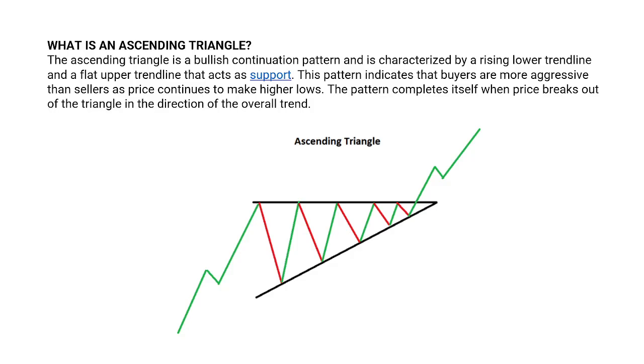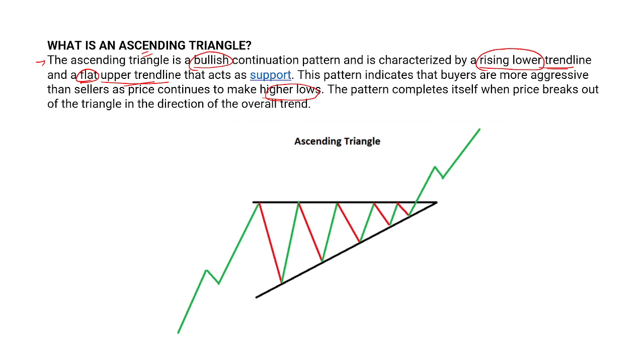So let's start. First of all, we need to understand what is an ascending triangle. So let us quickly read this entire line. The ascending triangle is a bullish continuation pattern and is categorized by a rising lower trend line and a flat upper trend line that act as support. This pattern indicates that buyers are more aggressive than sellers as price continues to make higher lows. The pattern completes itself when price breaks out of the triangle in the direction of the overall trend.